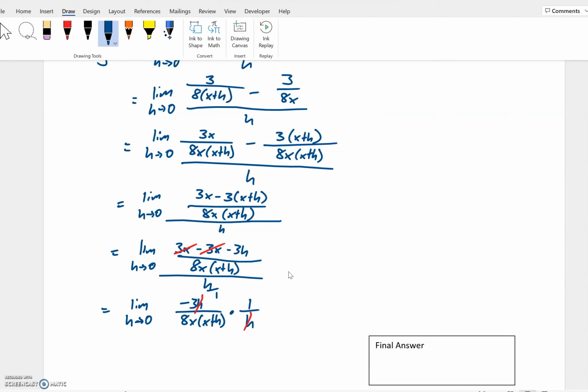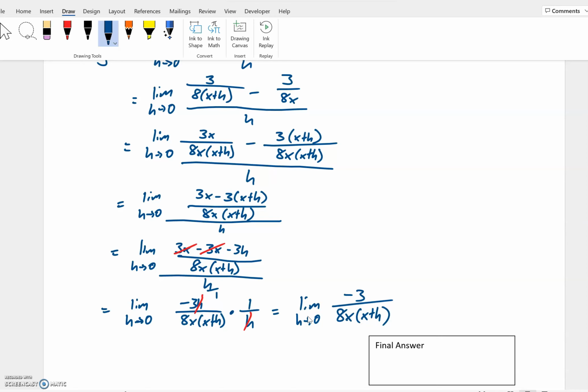And so here, we're going to get the limit as h goes to 0, right? I've been carrying this limit through. It takes me 1 second to write. So I've been carrying it through because I haven't used it yet. In the numerator, I got -3. Denominator, I've got 8x times x plus h.